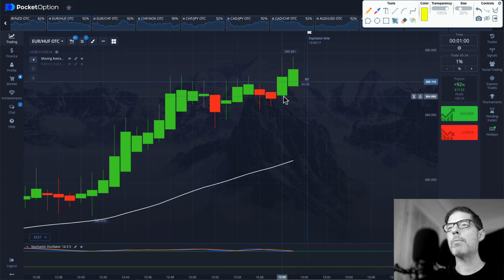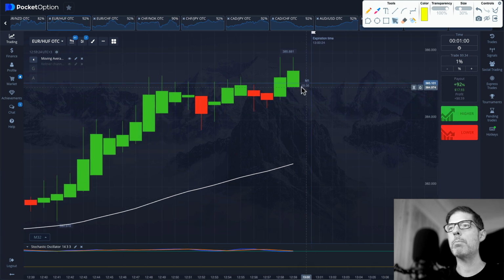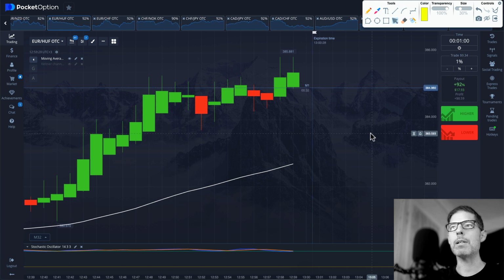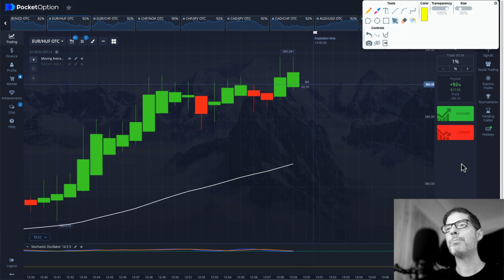I would like to see the candle before that also have a flat bottom. This could be a little bit risky. And once that line reaches the bottom of that candle, you could see a wick, and there it is. Okay, guys, so I'm probably going to pass on this one.